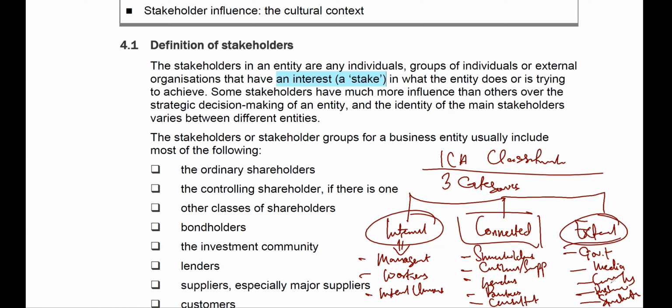Will your competitors also fall under external? External, yes. They have no connection. Your competitors are external stakeholders, because they have no exact stake. They don't buy from you. They don't sell to you. But your suppliers and customers do. Have you put it down now? I hope this makes sense.